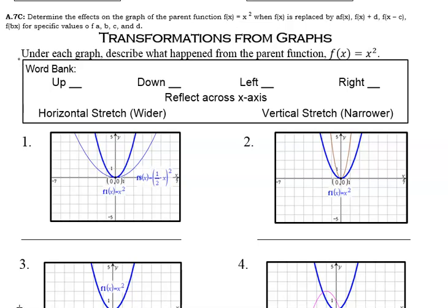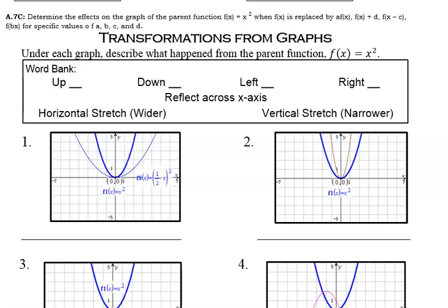This video will be going over the Algebra 1 topic 7c. Determine the effects on the graph of the parent function f(x) = x squared when f(x) is replaced by a times f(x), f(x) plus d, f(x) minus c, f(bx) for specific values of a, b, c, and d.